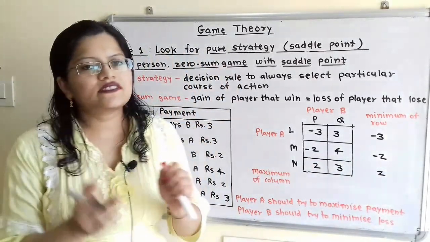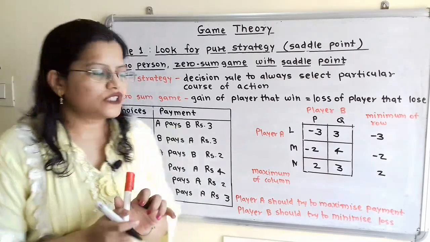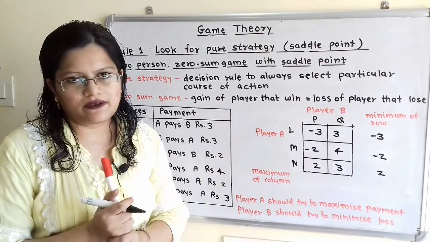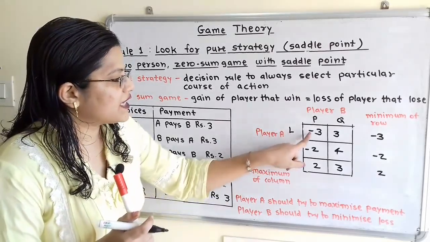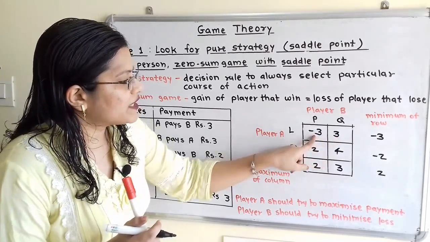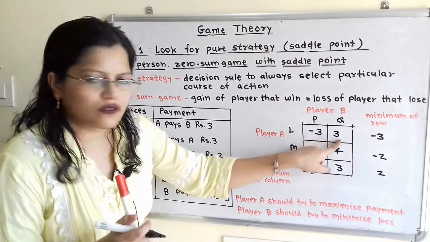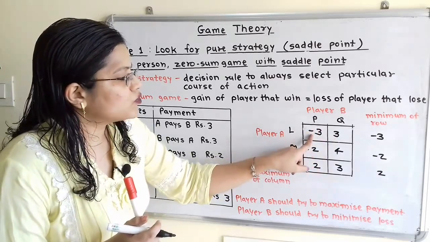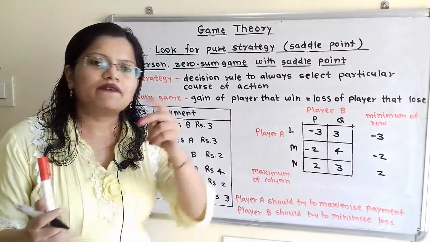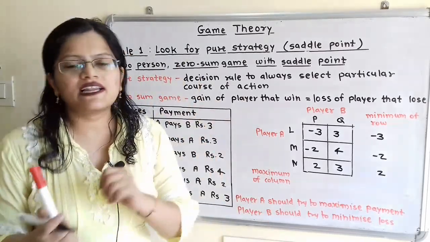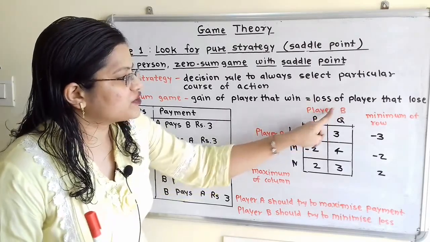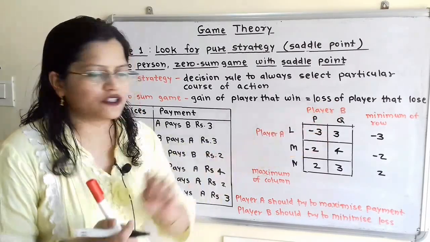Now what is the meaning of this? Suppose player A will select the strategy L. Then for this strategy L, he will get the amount in between these two, that is loss or gain. So he will lose 3 rupees or he will get 3 rupees. That will depend on the strategy or choice selected by player Q.